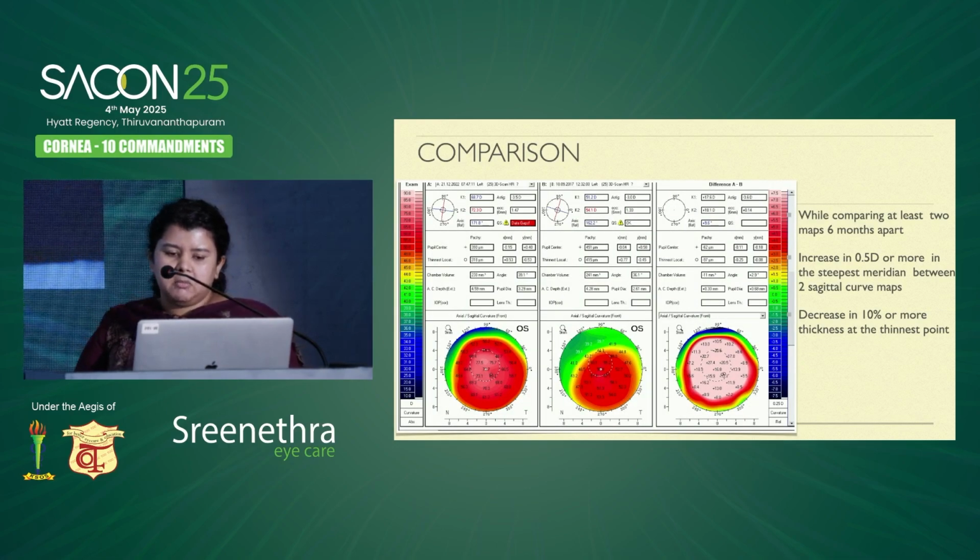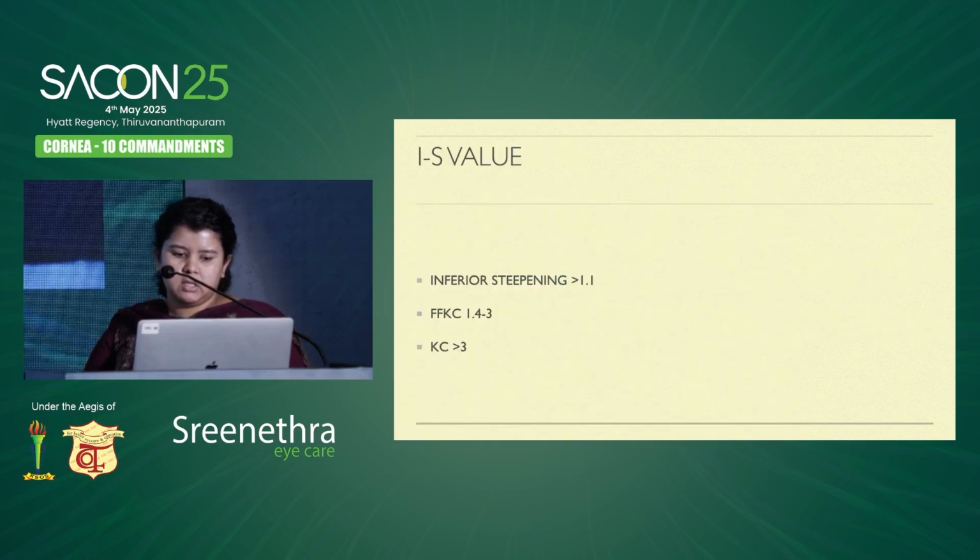And this is the comparison map, where we can compare at least 2 maps, and usually we can compare up to 4 maps. An increase of 0.5 diopter or more in the steepest meridian between 2 sagittal curves, and a decrease of more than 10% of corneal thickness at the thinnest point is considered significant.